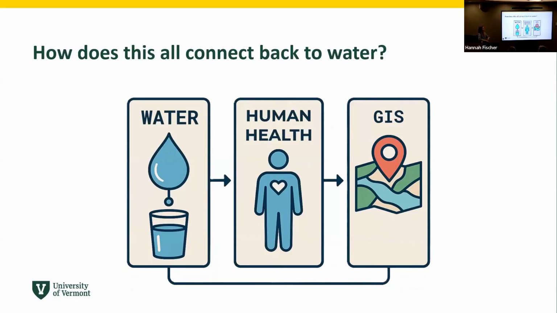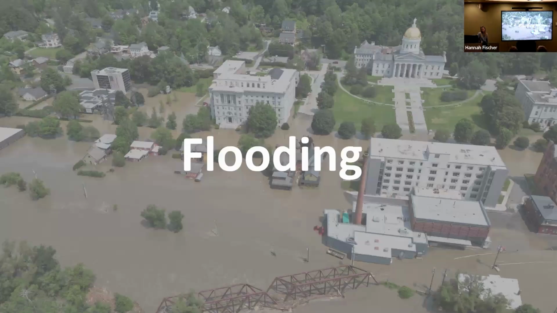How does this all connect back to human health? How does what we do play around water, human health, and then using GIS to actually look at patterns or anything like that? All right, I'm going to give a bunch of examples. Feel free to stop me. We can talk about any of these. Flooding is the big one. We had catastrophic, over 100-year flooding events for the past 3 years, all on July 10th, which is now my least favorite day.